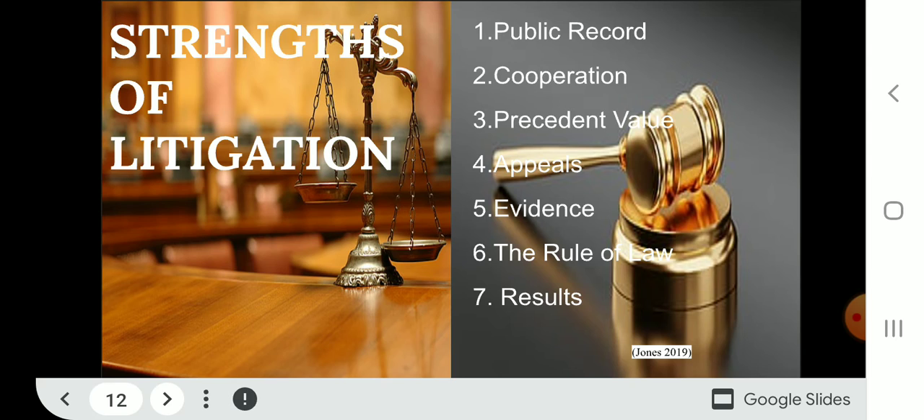2. Cooperation. In scenarios where there are disputes or conflict, cooperation can be difficult to achieve. Litigation requires court-mandated deadlines and requirements, which makes it hard to ignore, thus promoting participation and cooperation.